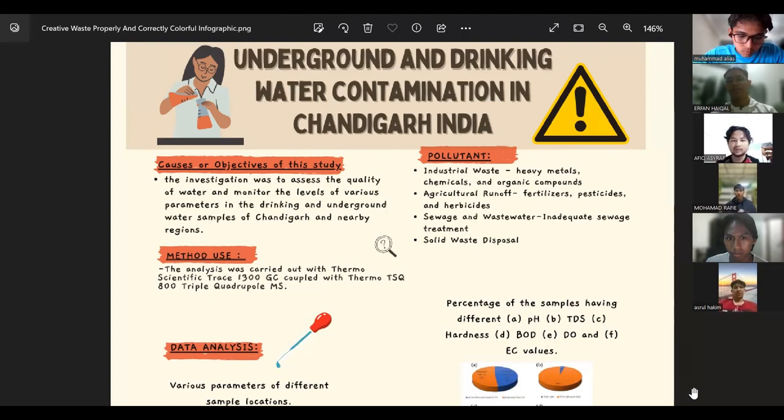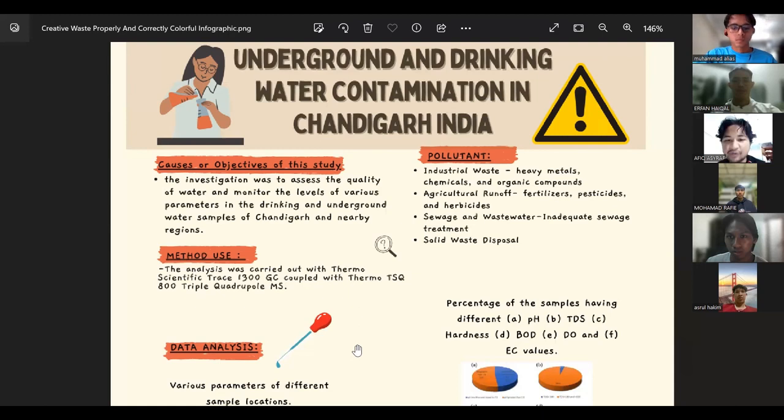Okay, so from the investigation that was conducted, they found pollutants such as industrial waste, like heavy metals, chemicals, and organic compounds from factories built near the underground water, which just let the waste into the water. Then there is agricultural runoff, like fertilizer and pesticide used for the plants. When it rains, the water will flow into the underground.